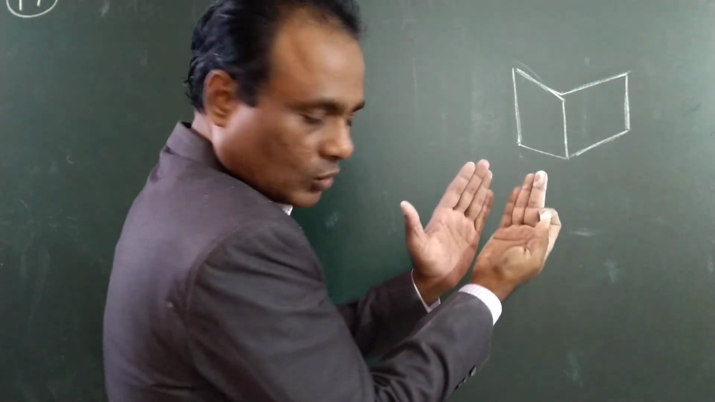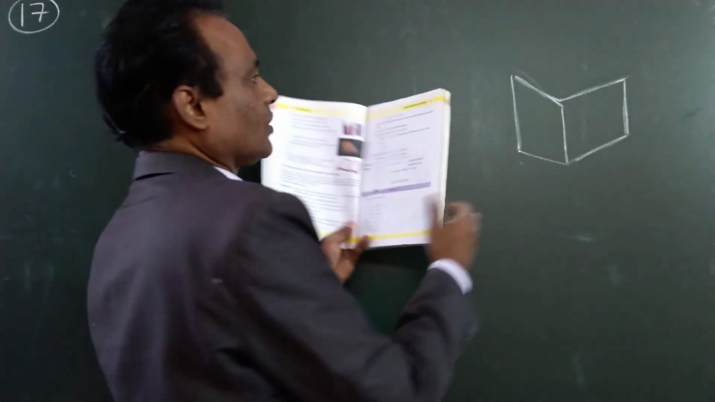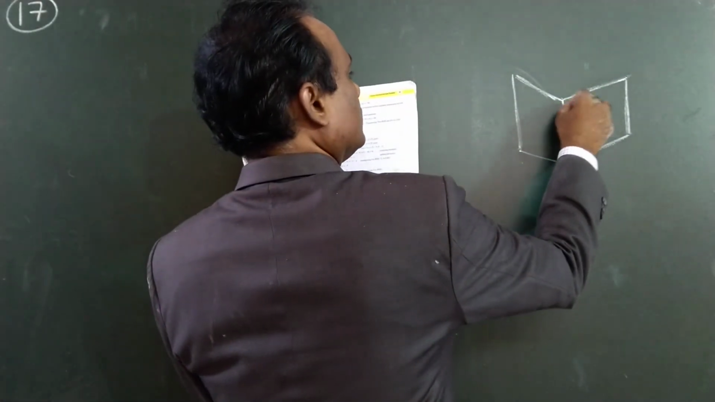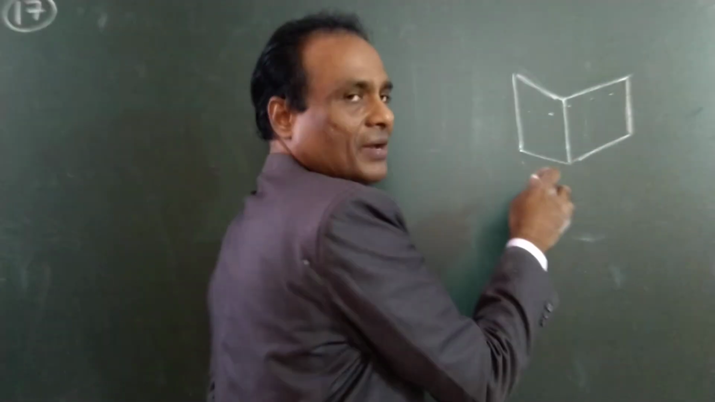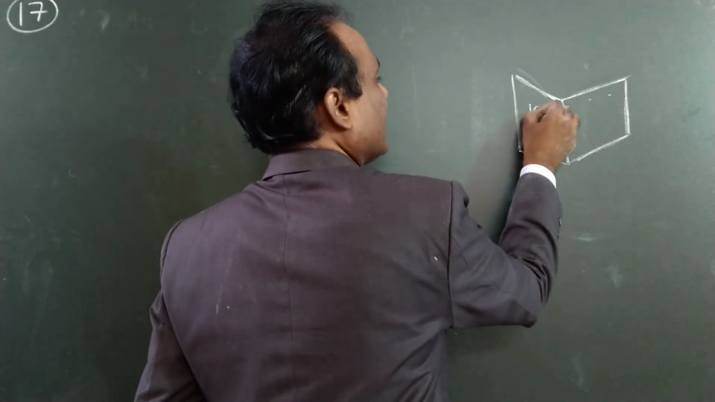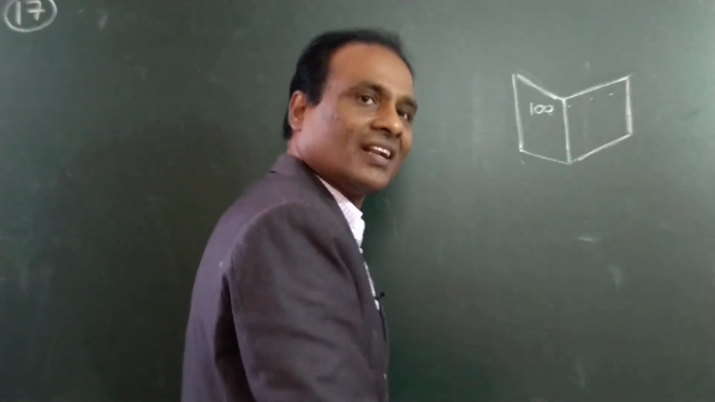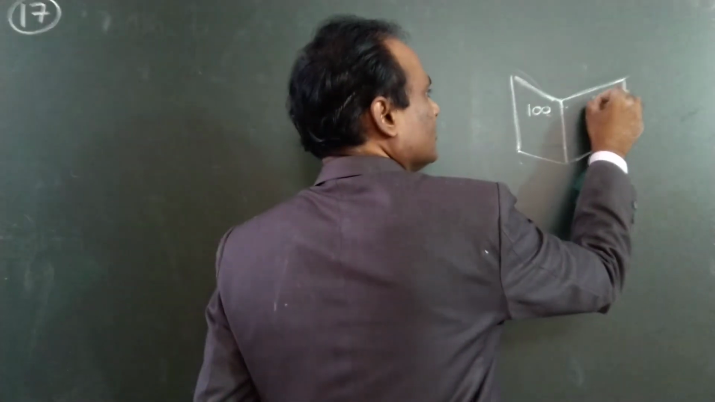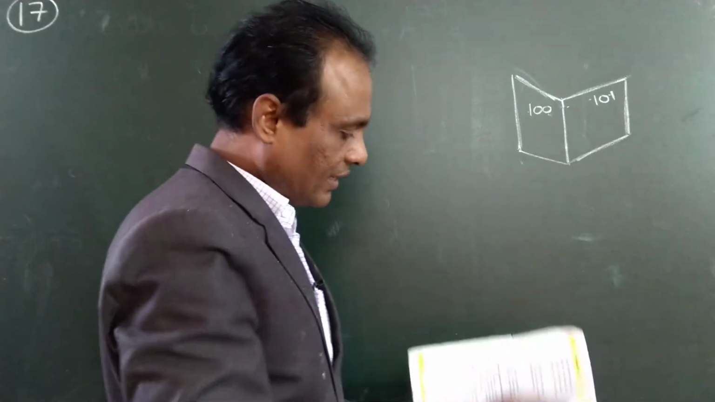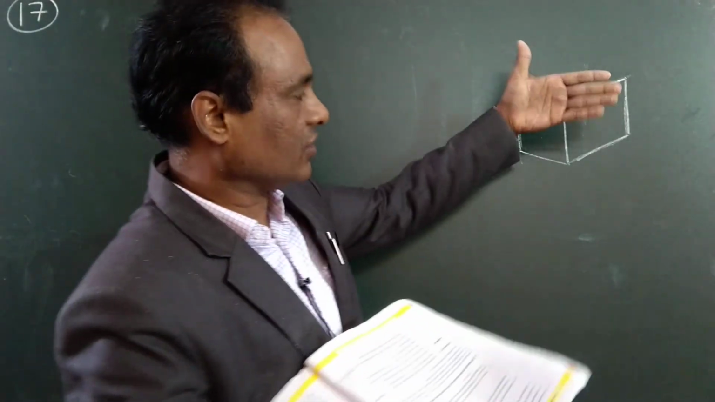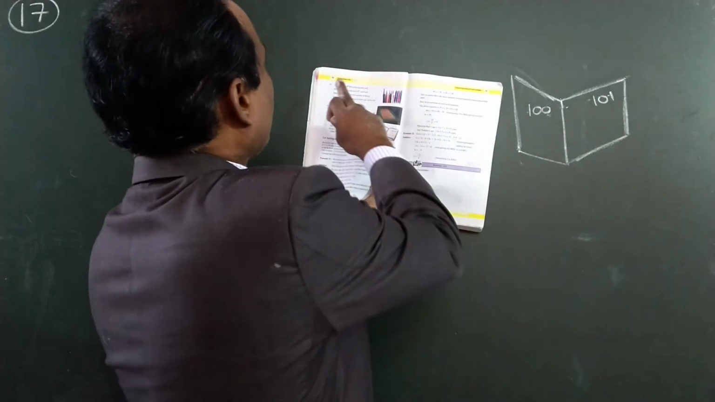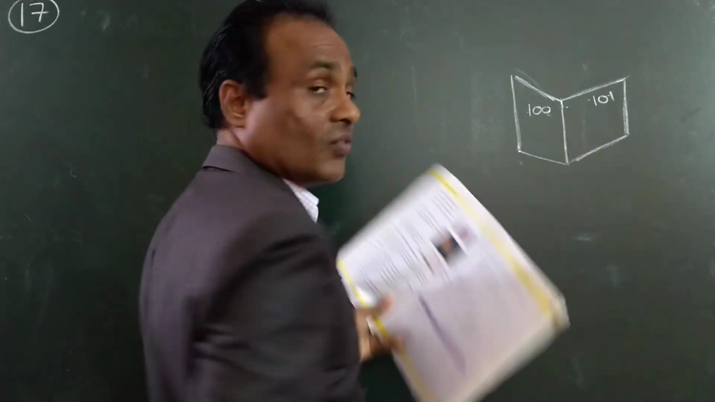This is a book with 2 page numbers. See here, like this. There will be a page number here. Say one page number is 100. What will the next page number be? The next page number is 101. Page numbers will be serial. So the sum of the page numbers on the facing pages like this. Suppose this is 100, then this is 101.